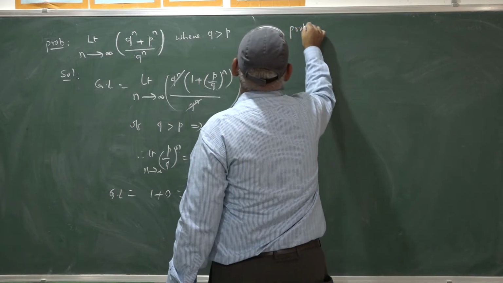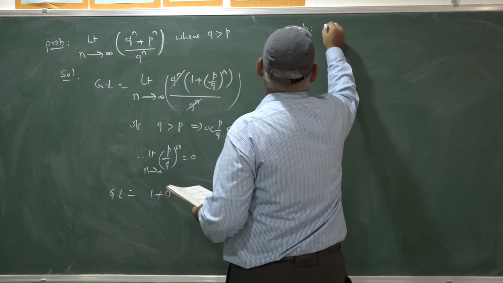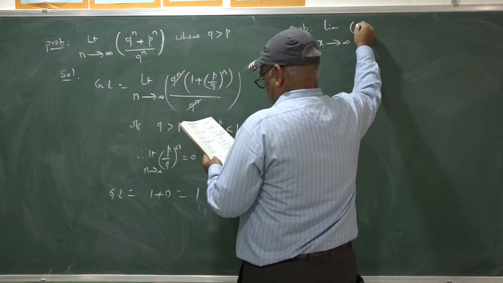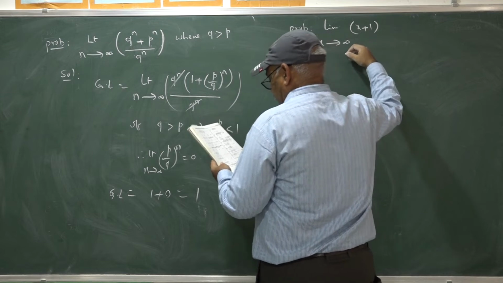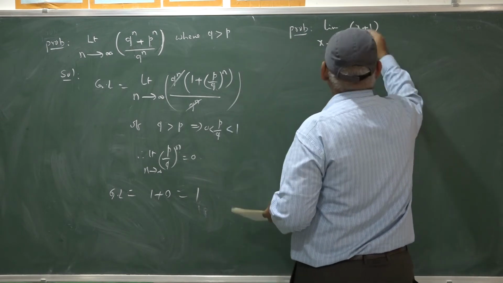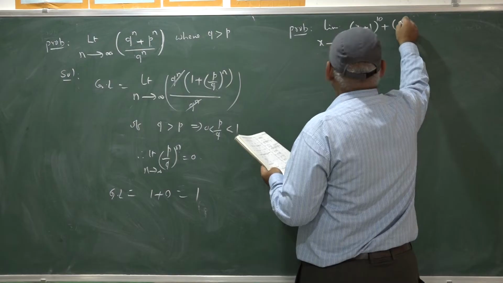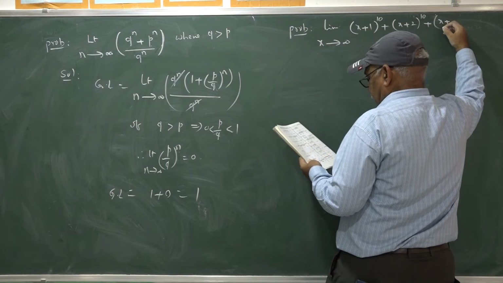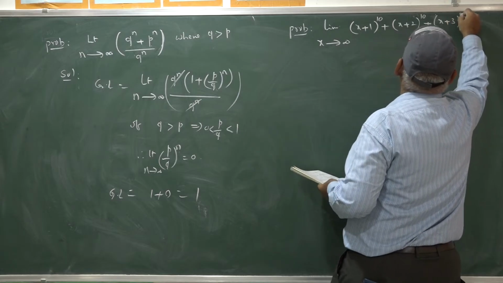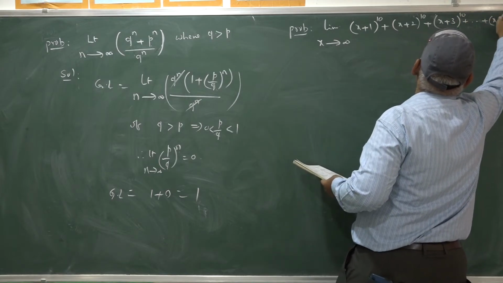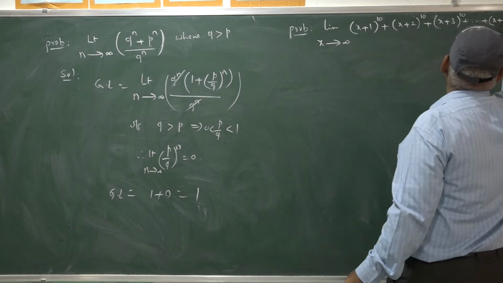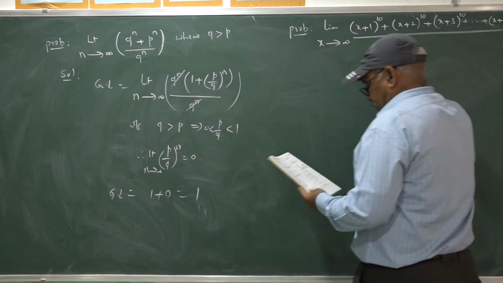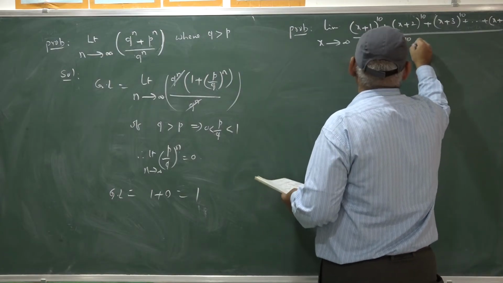Another problem. Limit x goes to infinity of ((x plus 1)^10 plus (x plus 2)^10 plus (x plus 3)^10, and so on until (x plus 100)^10) by (x^10 plus 10^10).